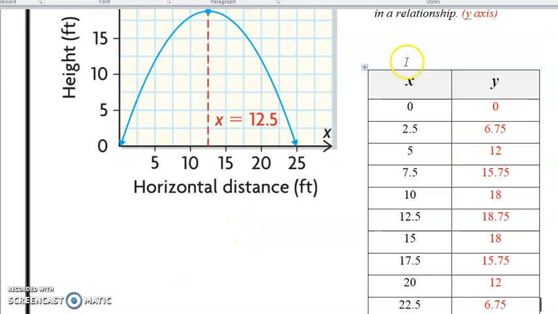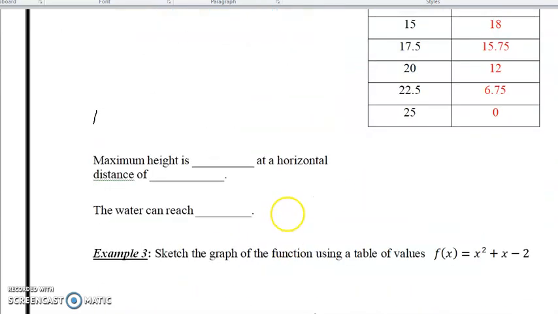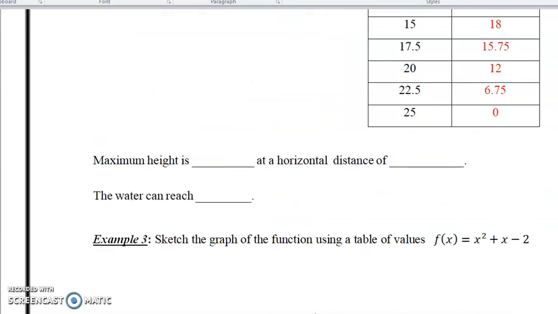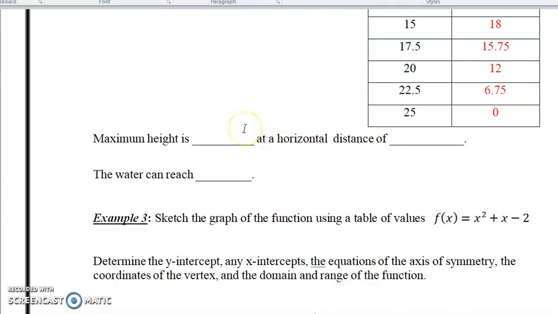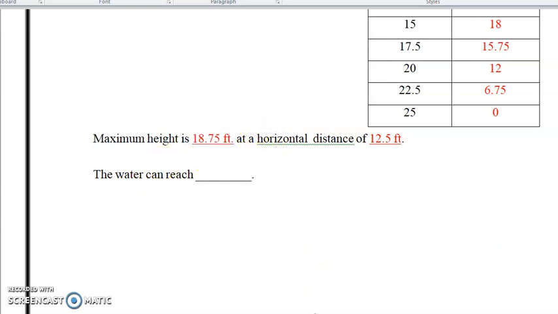So, to answer some of the questions here for the graph, it says the maximum height is, and we calculated that at 18.75 feet. You see that from the diagram. And that's at a horizontal distance of 12.5 feet. That was the x value.